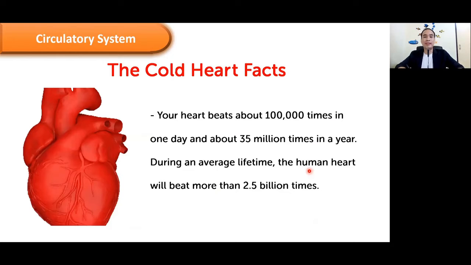And speaking of heartbeat, your heart beats around 100,000 times in one day, and it's about 35 million times in a year. So take note, M2, your heart does not stop beating. Even when you sleep, it's still beating. During an average lifetime, normally like 70 years old, if you're lucky enough to reach 80 or even 90, the human heart will beat for more than 2.5 billion times. Okay, so it's really amazing how your heart works.